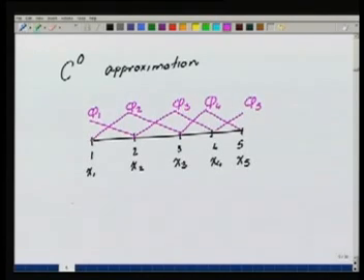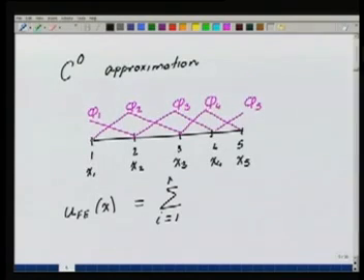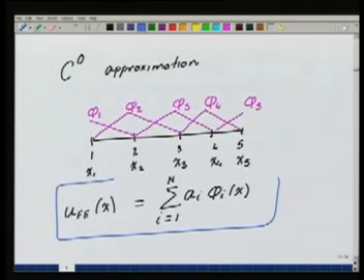So again my u_FE as a function of x is equal to sigma i equals 1 to n. In this case n is equal to 5. Let's put as coefficients a_i into phi_i(x). This is our representation of u_FE.